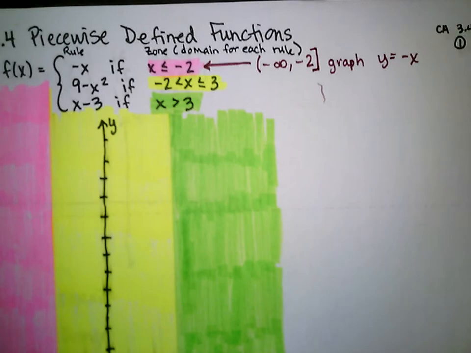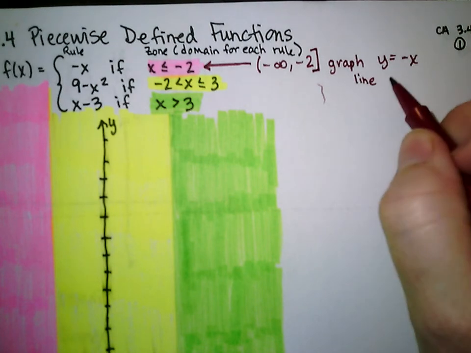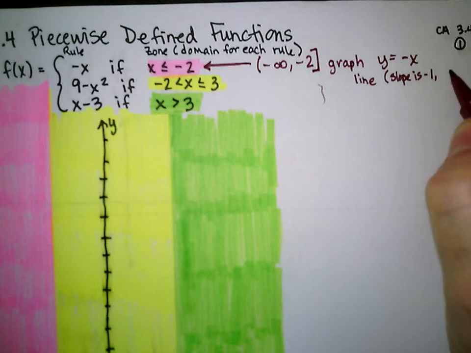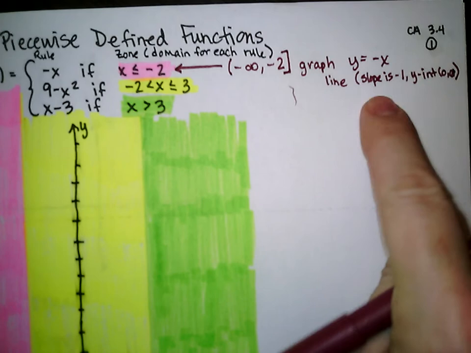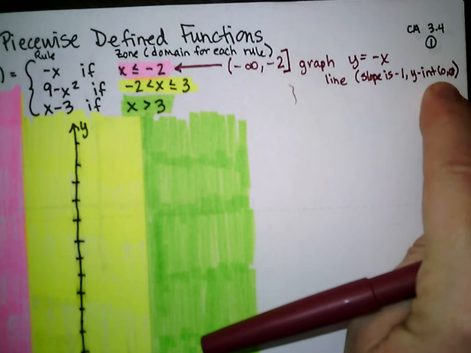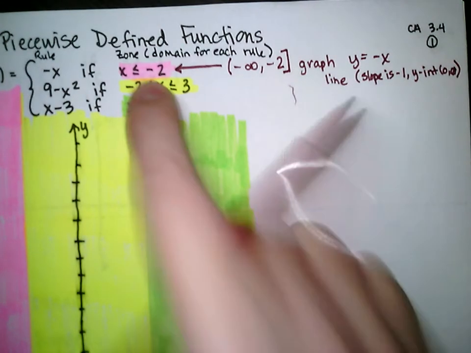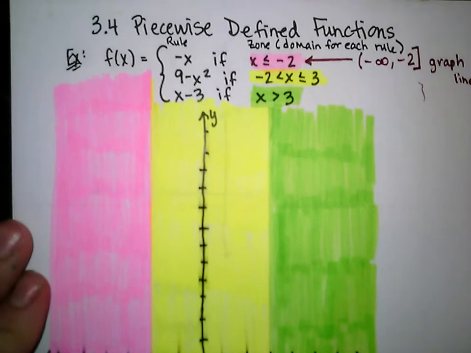Well, what does that graph look like? It is going to be a line. The slope is -1, and the y-intercept is 0, 0. So we're just going to graph a line that has a slope of -1 and a y-intercept of 0, 0. But I'm only going to draw that graph in the pink zone. So I would start with a y-intercept of 0, 0, but I don't get to graph that point because it's the wrong zone. I have to stay in the pink zone.